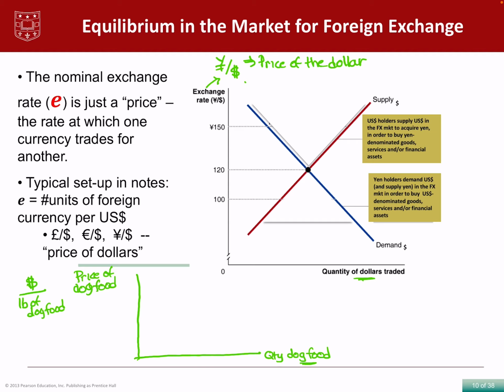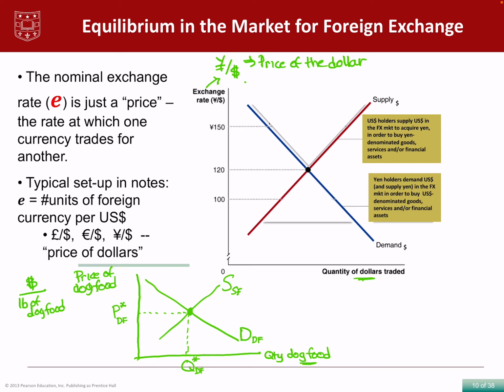We have a demand curve and a supply curve in this market, in our dog food market. We have the demand for dog food, and we have the supply of dog food. And we talked about them jointly determining an equilibrium price of dog food and an equilibrium quantity that is traded of dog food.